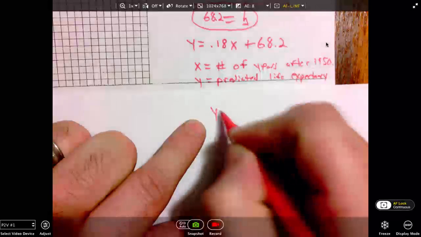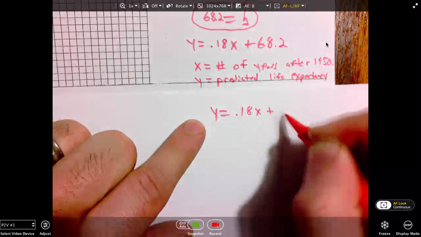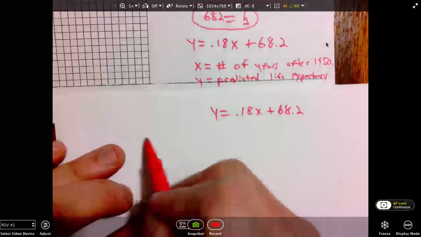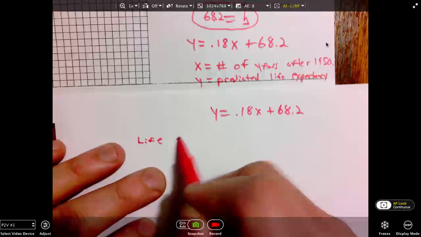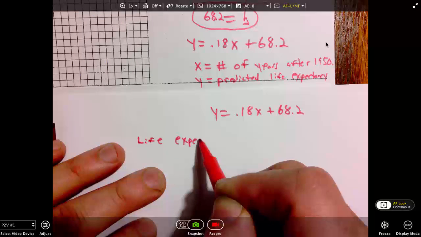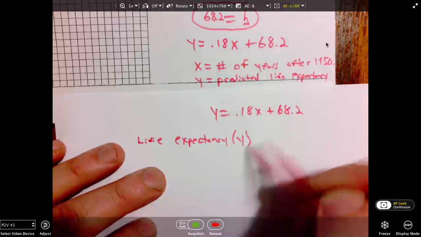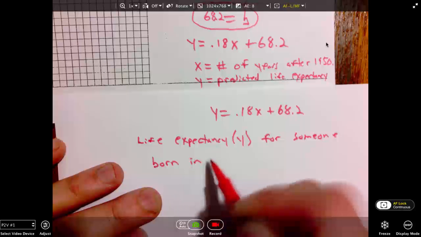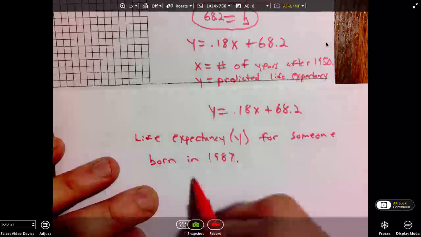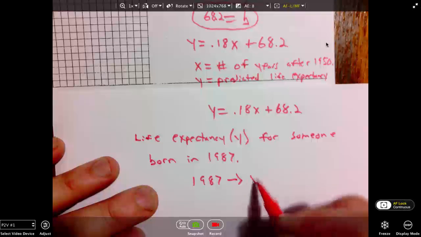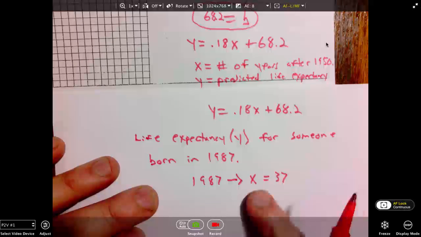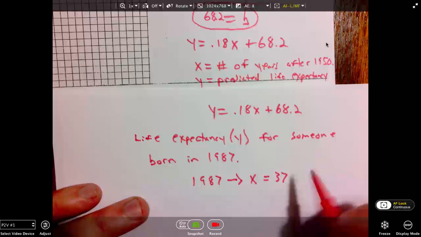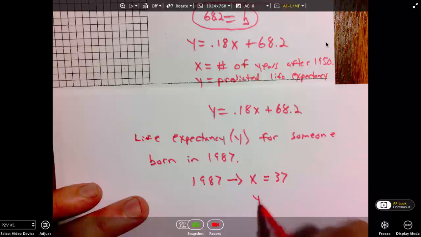Y equals 0.18x plus 68.2. We want to know the life expectancy, this is our Y, for someone born in 1987. Okay, first, 1987 corresponds to an X value of 37 because we said that our X was the number of years after 1950. 1987 minus 1950 is an X value of 37. So our question simply is, if X is 37, then what is the value of Y?